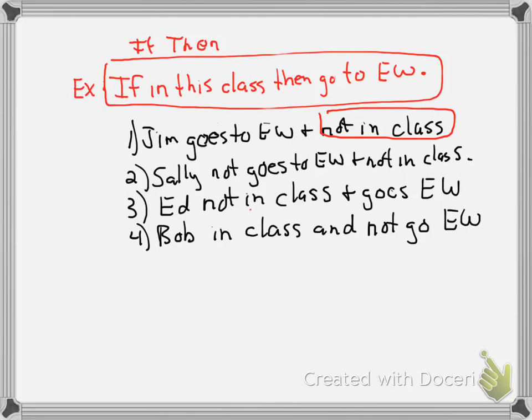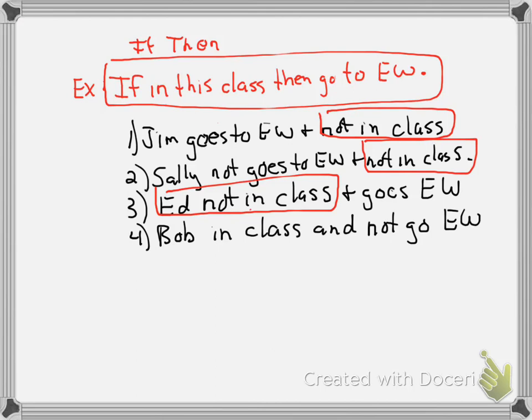Sally doesn't go to Edgewood, and she's not in the class. Again, the word's not in the class. This doesn't match the if part of the statement. We have to find something that matches the if part, that makes it true, but the then part, the conclusion, false. Okay, number 3. Ed is another not in the class. Didn't match the if. We can't draw a conclusion. We're going to assume the if-then is still true.